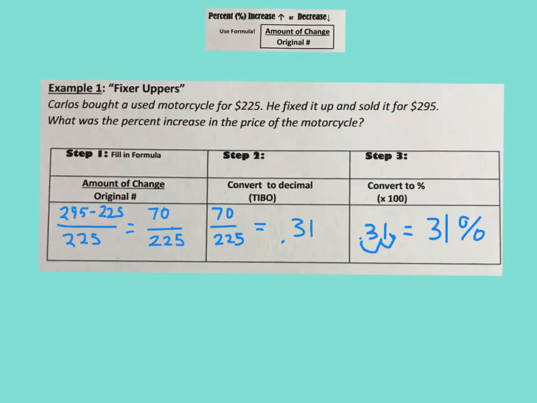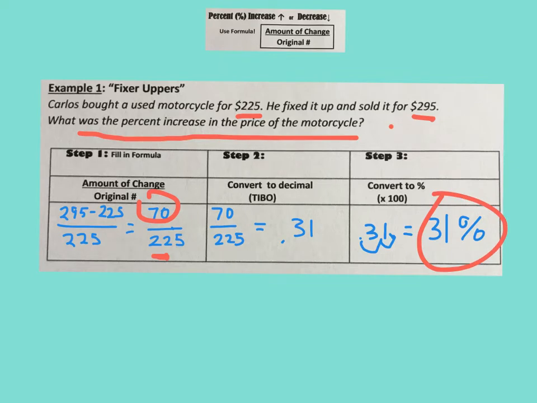So my answer to my question, what was the percent increase in price? Well, it increased from $225 to $295. That's an increase of $70 over the original price of $225. So that is a 31% increase, and that is the answer to my question.